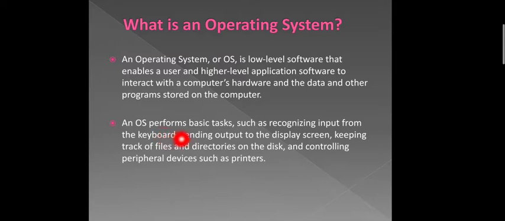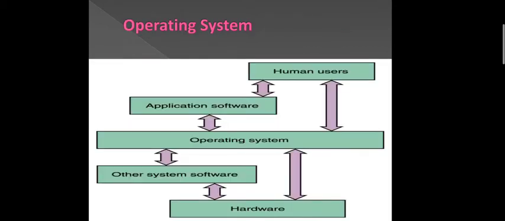An OS performs basic tasks such as recognition of input from the keyboard, sending output to the display screen or any other output device, keeping track of files and directories on the disk, and controlling peripheral devices such as printers. Peripheral devices are the devices which are basically used with the computer for giving input and taking output from the computer system. So this is the operating system through which we can interact with the computer.